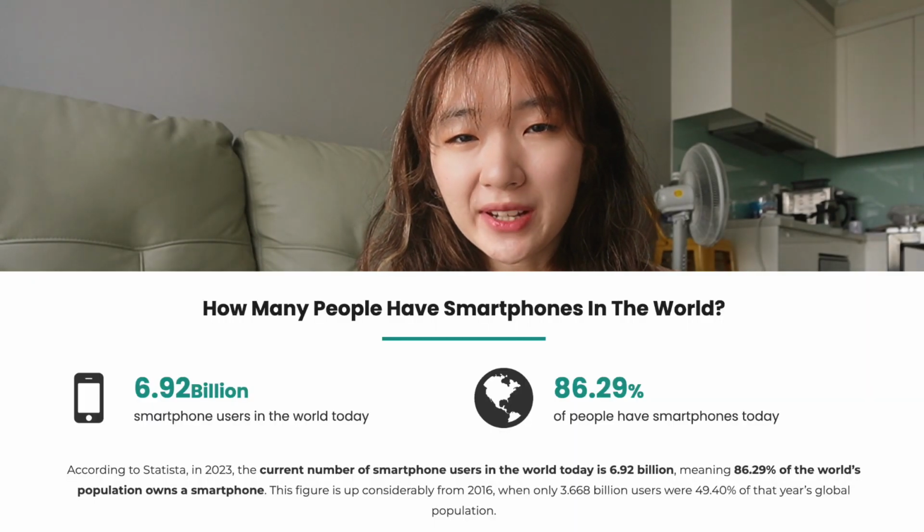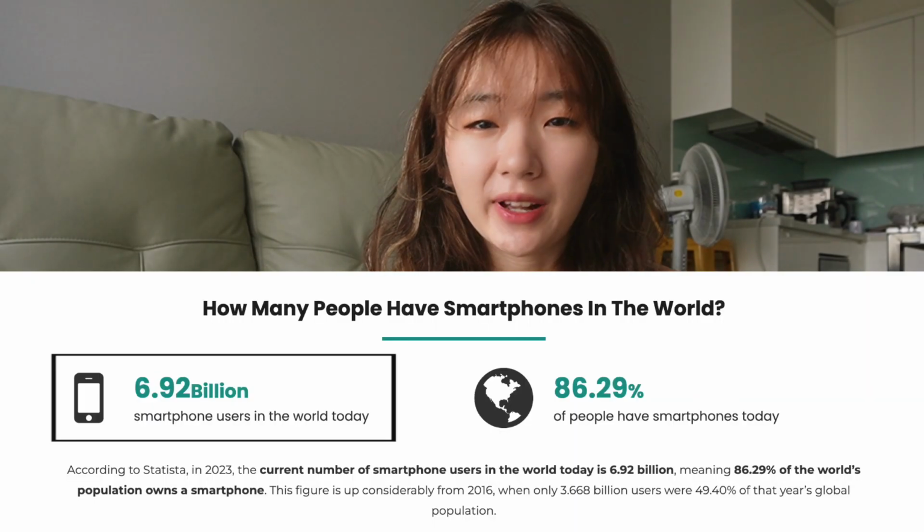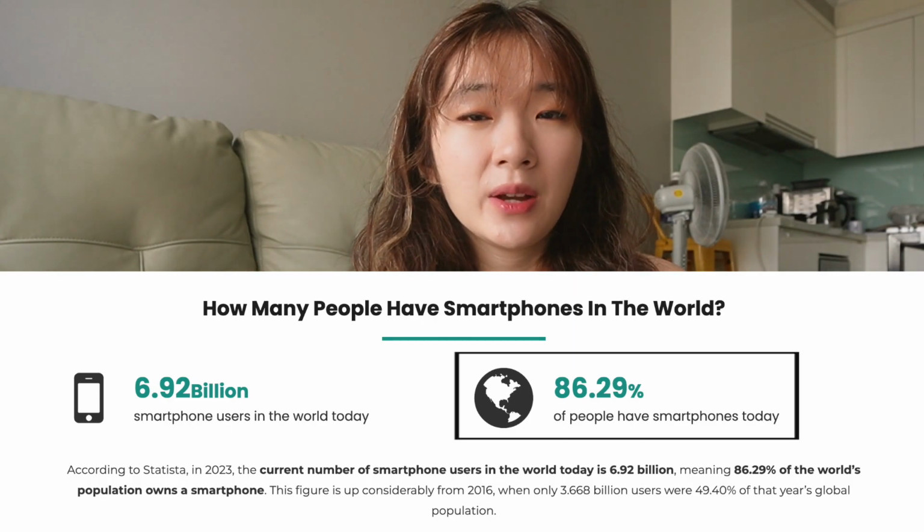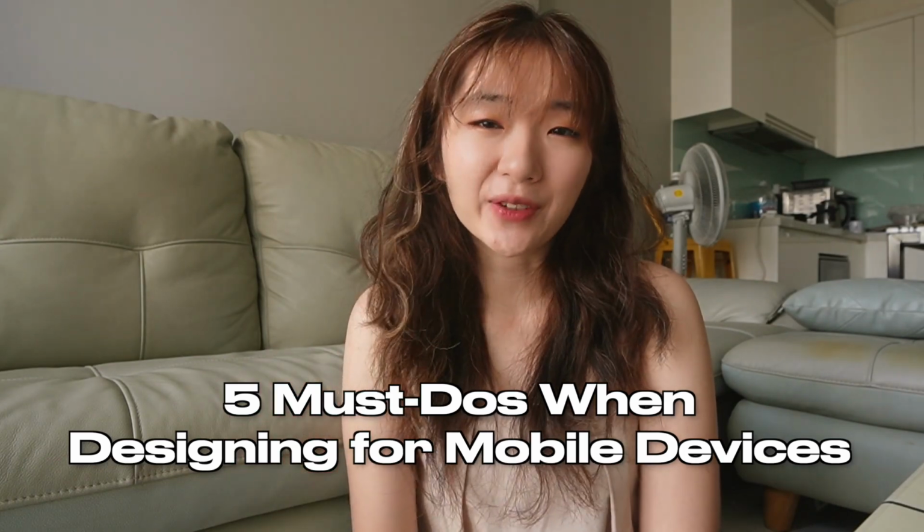As of March 2023, 6.92 billion people have a smartphone. That means that 86% of the world has a smartphone, which makes it even more important for UI UX designers to know how to design for mobile phone experiences. So in this video, I'm going to be talking about 5 must-dos when designing for mobile devices.